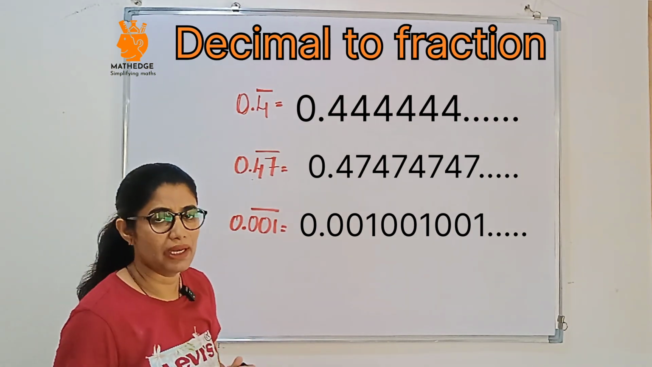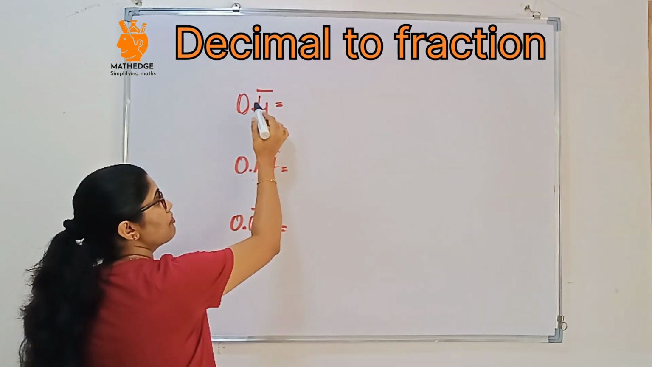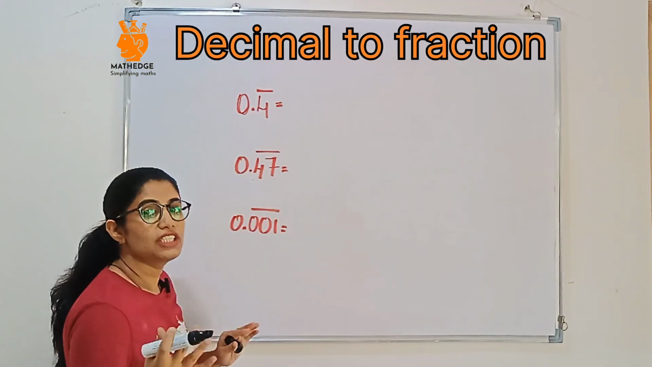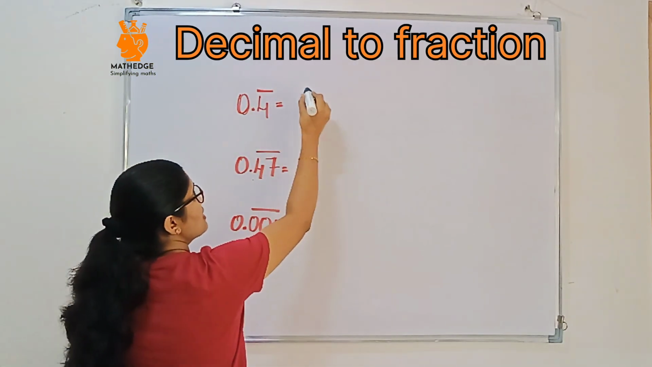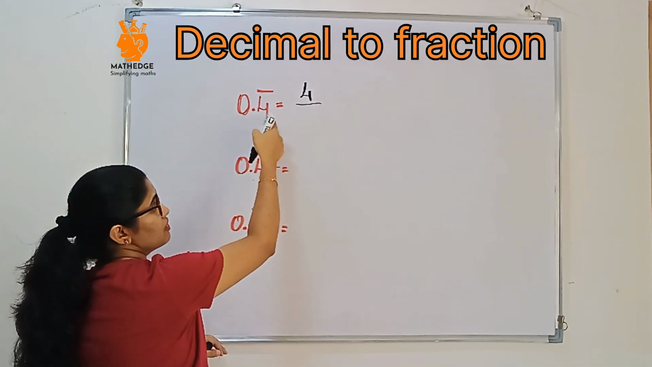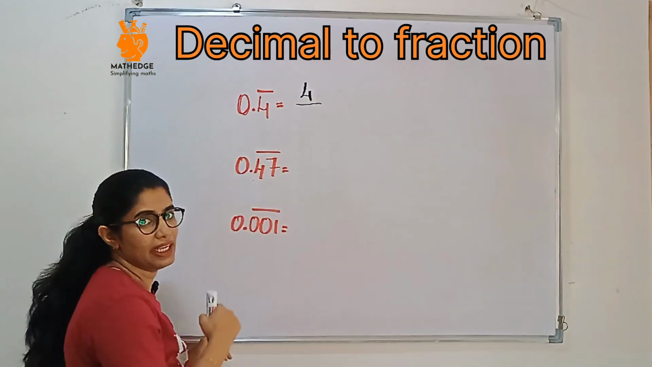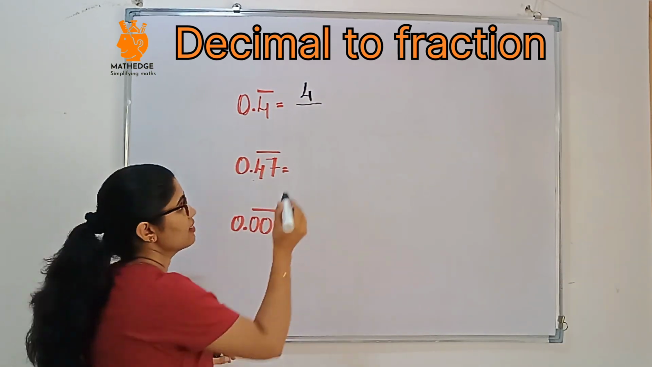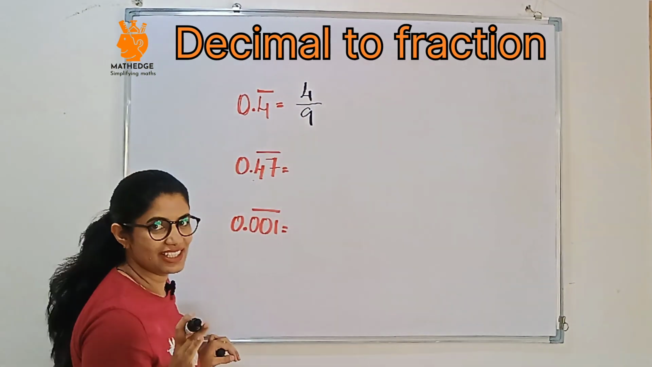Then our trick will apply. So observe here, 0.4 bar is there. How can we convert it into a fraction? First write this number at the numerator, and at the denominator, if the bar is applying for this number, we should write 9. So that's it. Easy, right?